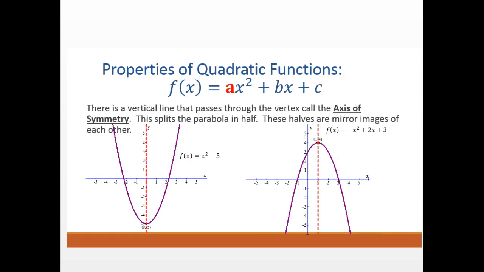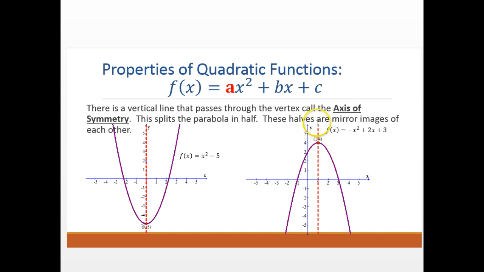We have what's called the axis of symmetry, and this is a vertical line which cuts through the vertex, literally splitting the parabola in half to where the two halves are mirror images of themselves. Here's our first example, f of x equals x squared minus 5. Notice in this case the vertical line is just the y-axis, and the formula for the vertical line is x equals 0 in this case. It's the x-coordinate of the vertex.